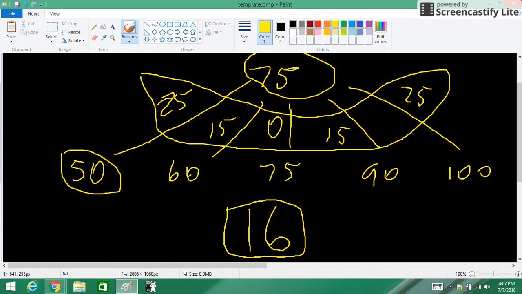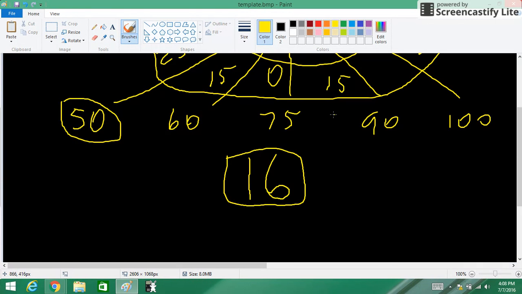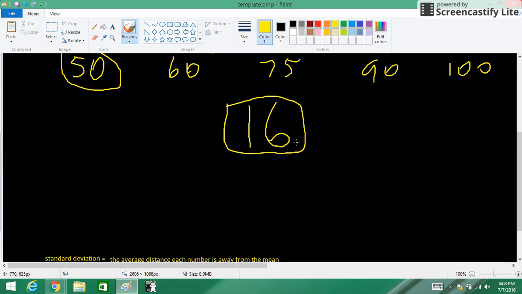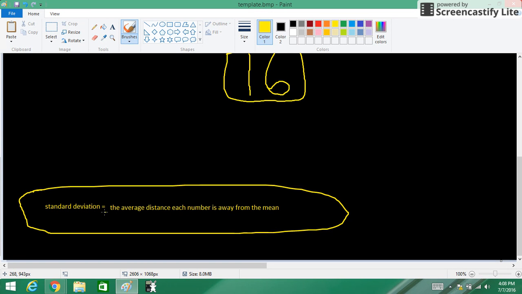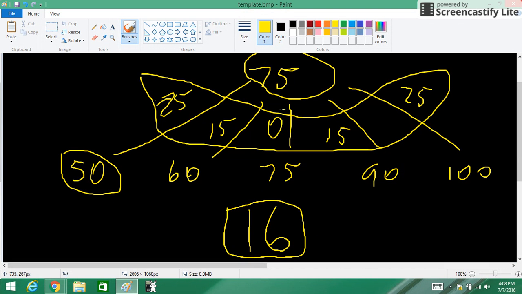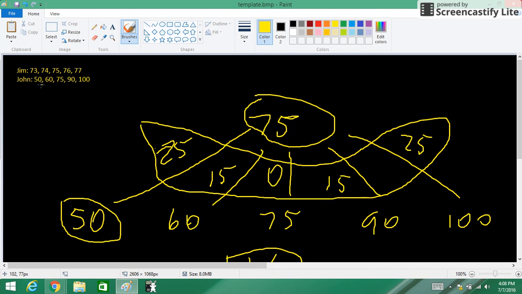So what we did was we took the distance each data point was from the mean, and we took the average of those, okay? So this is a definition that I use with my students all the time, and I think it's very intuitive, especially after doing this process here, okay? So here's the definition down here. So the standard deviation equals the average distance each number is away from the mean, okay? And that's exactly what we did. And again, this 16 is a summary statistic about how spread apart the numbers are here for John.